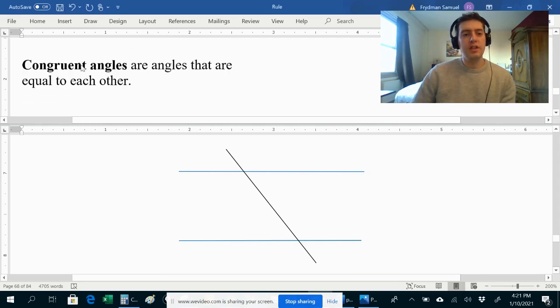Now, continuing, just a couple more definitions. Congruent angles are angles that are equal to each other, so keep that in mind. Congruent means equal.